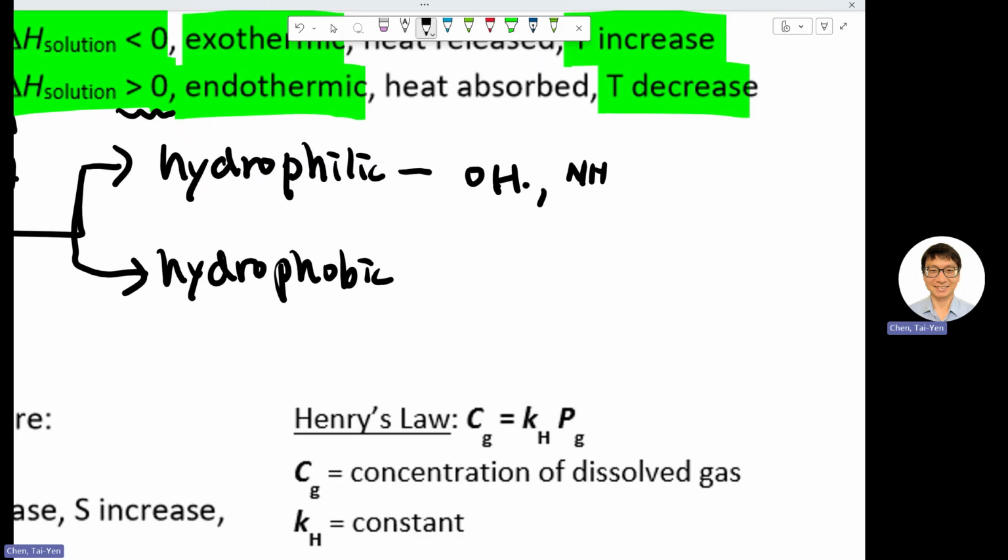So many students actually think F is hydrophilic. F is not hydrophilic. F is actually hydrophobic. We will talk about it now. How do you know a molecule is hydrophobic? If it only contains carbon, hydrogen, and halides, they are hydrophobic. Does everybody understand what halide means?